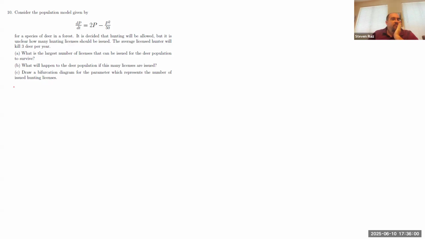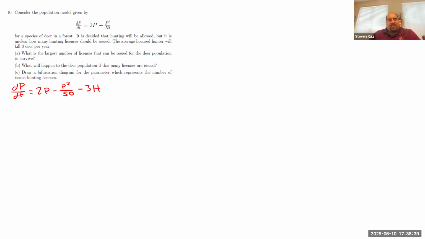So that will alter our equation. So dp/dt equals 2p minus p squared over 50 minus 3h, because I want h to stand for the number of licenses I'm going to give out. And on average, each licensed hunter will kill 3 deer. All right, so this is our new equation we're going to deal with. A, what is the largest number of licenses that can be issued for the deer population to survive?